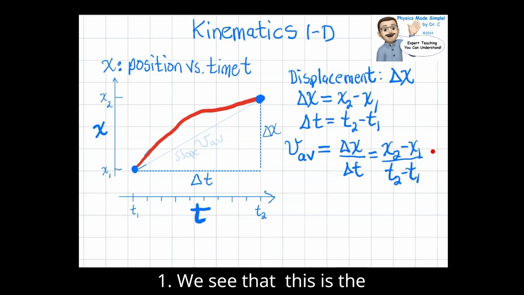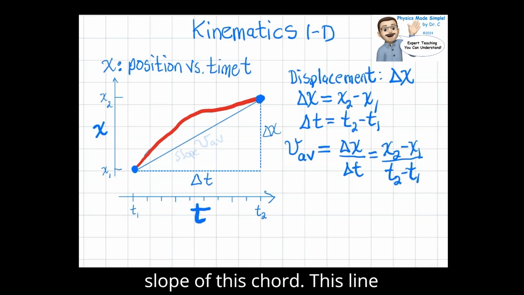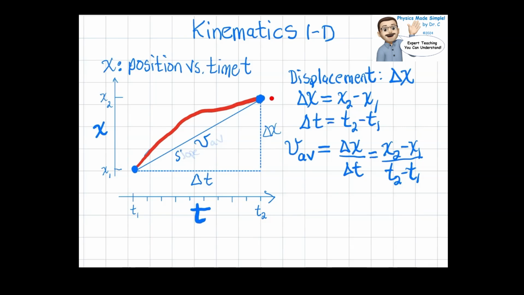We see that that's the slope of this chord, this line connecting t1 to t2. And this slope is the average velocity.